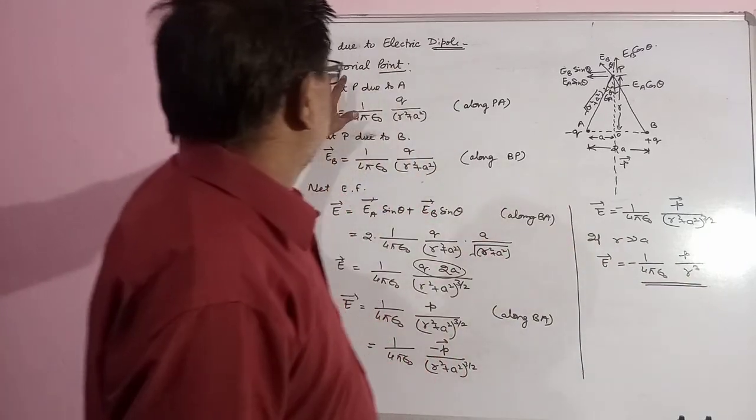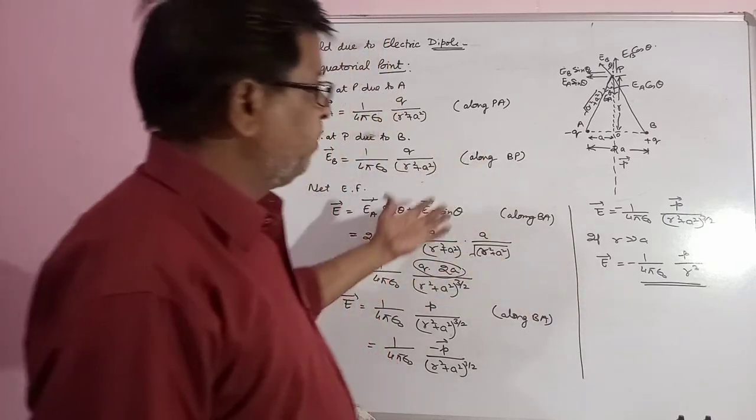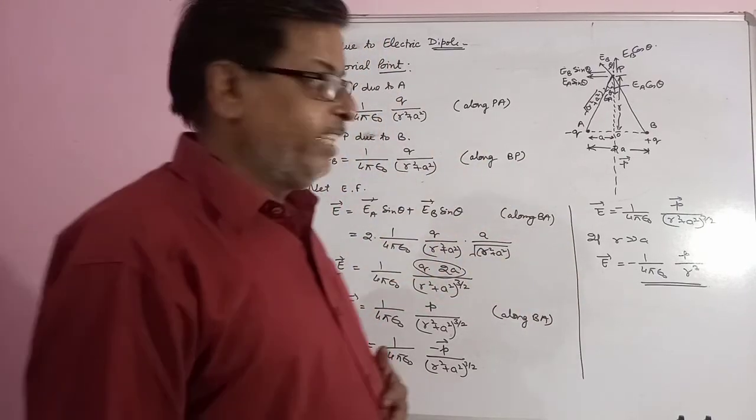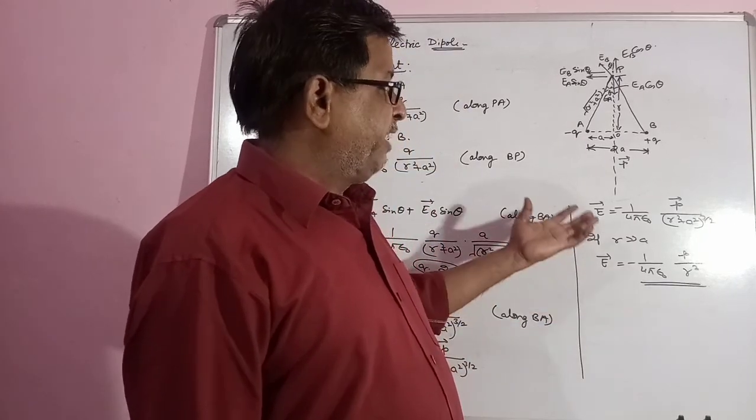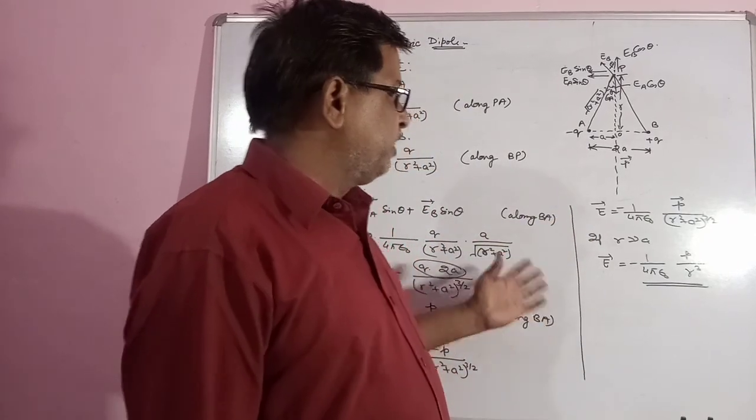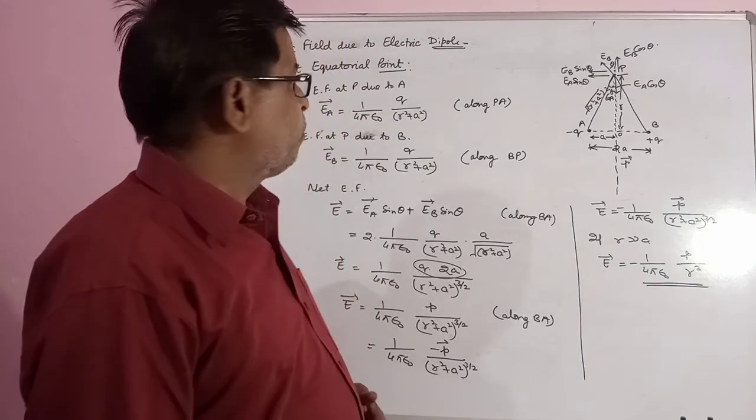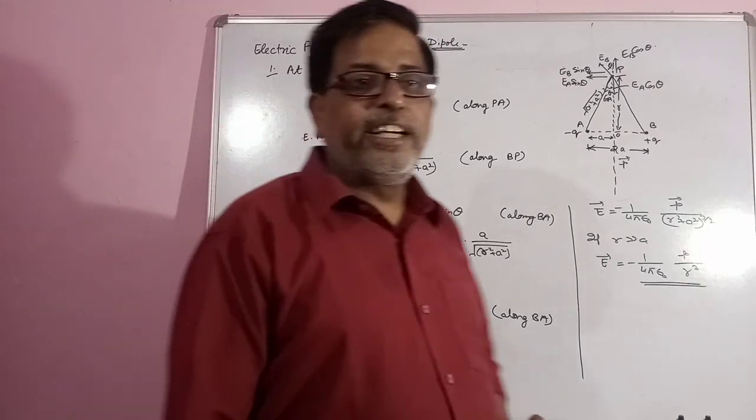So this is for the equatorial point, and the previous section was for the axial point. So we have two points, axial point and equatorial point, and this is your complete topic. So read it and learn it.